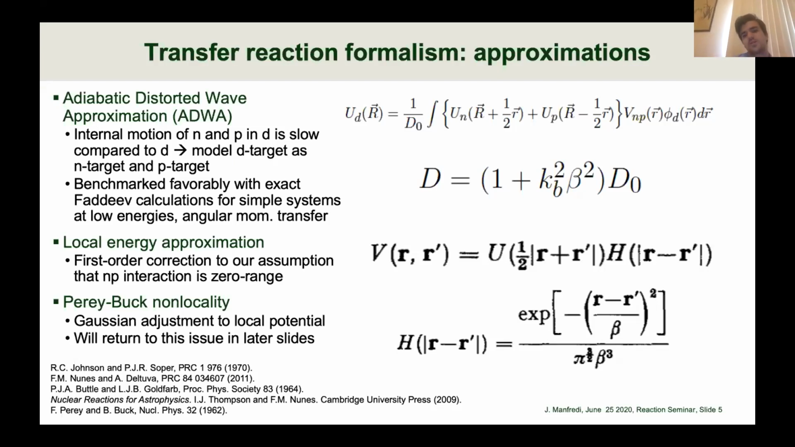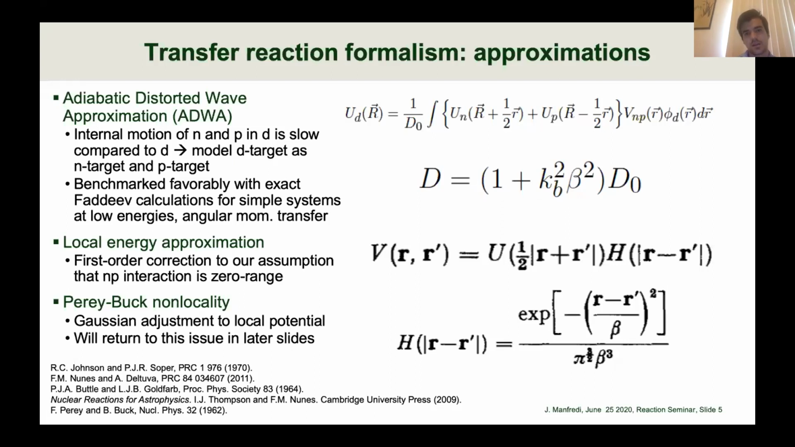Another assumption we make is shown by the second equation, which is the local energy approximation. So if you look up here in the potential for the ADWA, we assume this kind of zero range strength between the neutron and proton be zero. The local energy approximation basically just adds a first order correction onto that, which depends on some effective radius given by beta and the wave number of the deuteron given by KB.